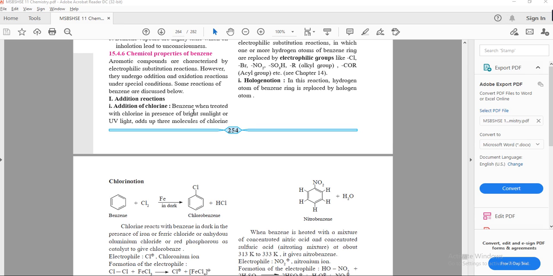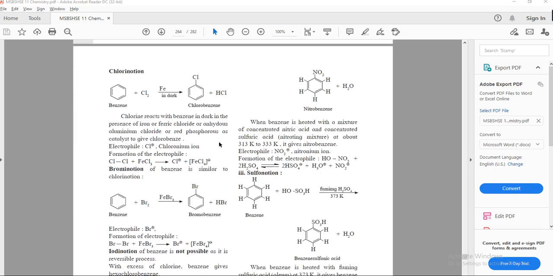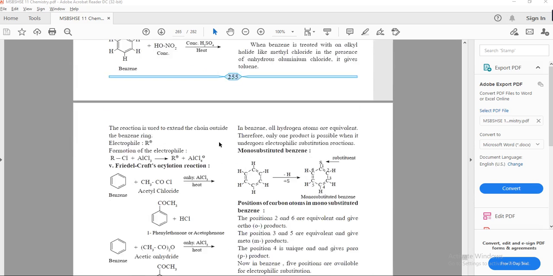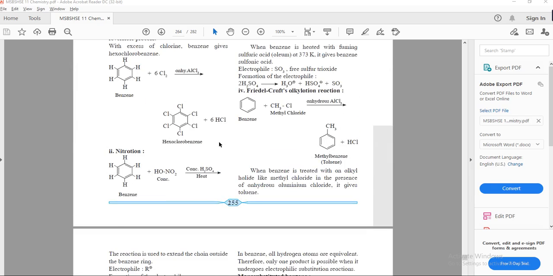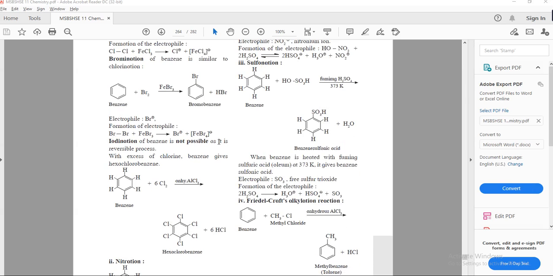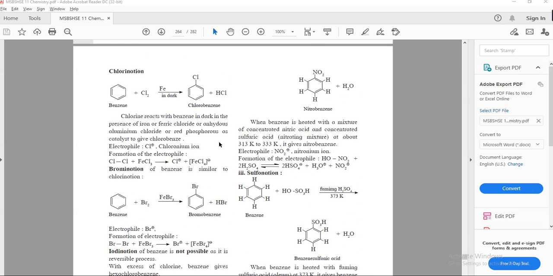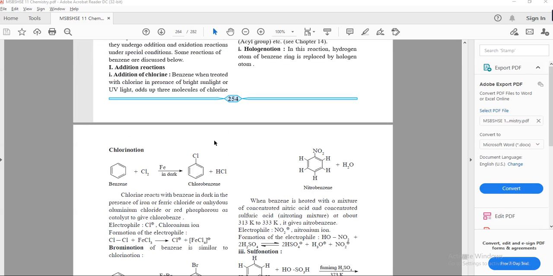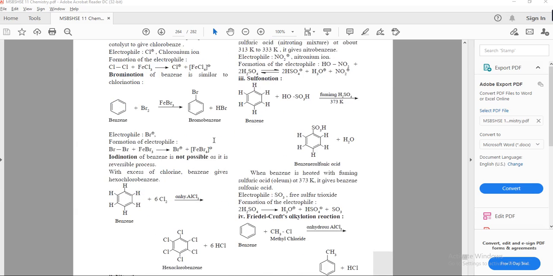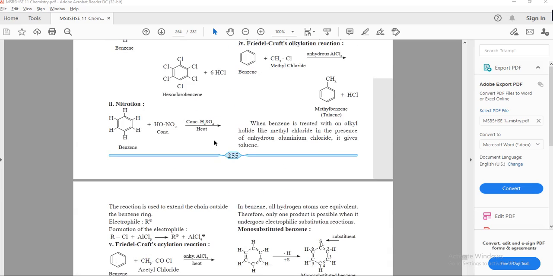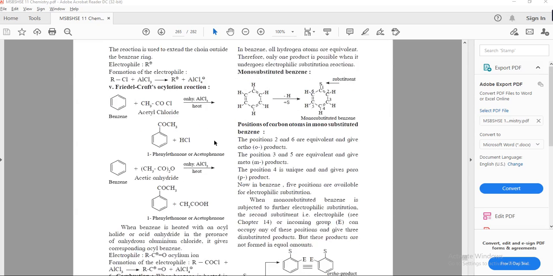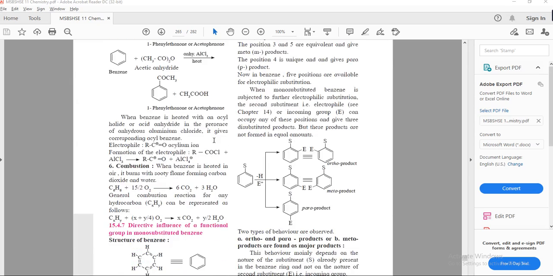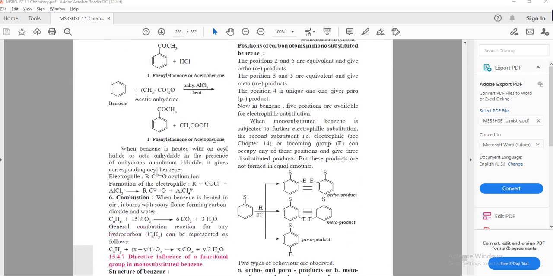The next reaction of benzene is substitution reaction. The substitution reaction is the reaction in which any group or atom from the ring is substituted by, or replaced by, a new group or a new atom in the ring. So it is substitution reaction. So there are two reactions of benzene given.